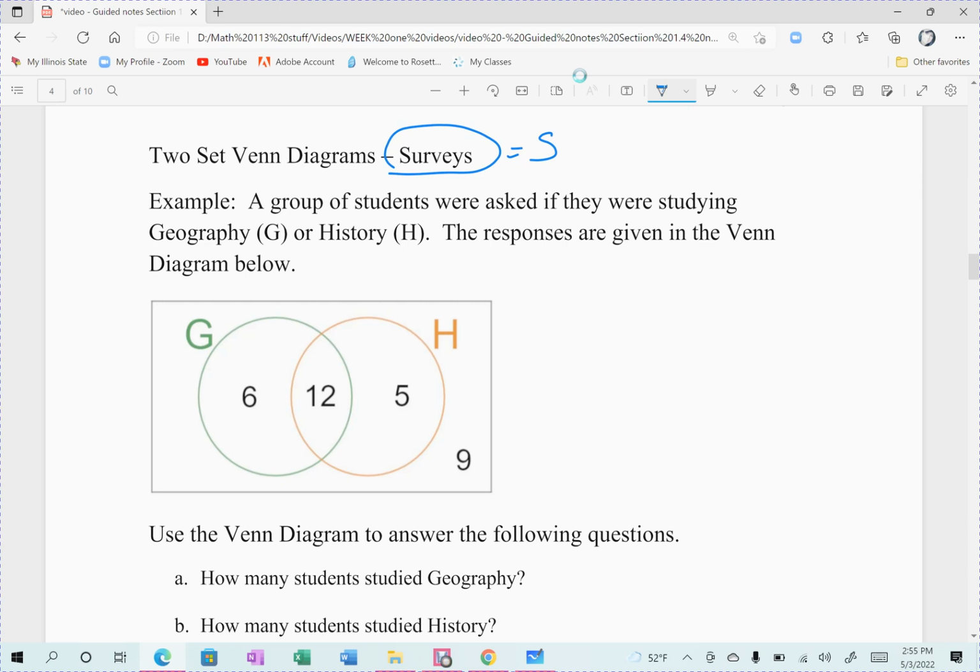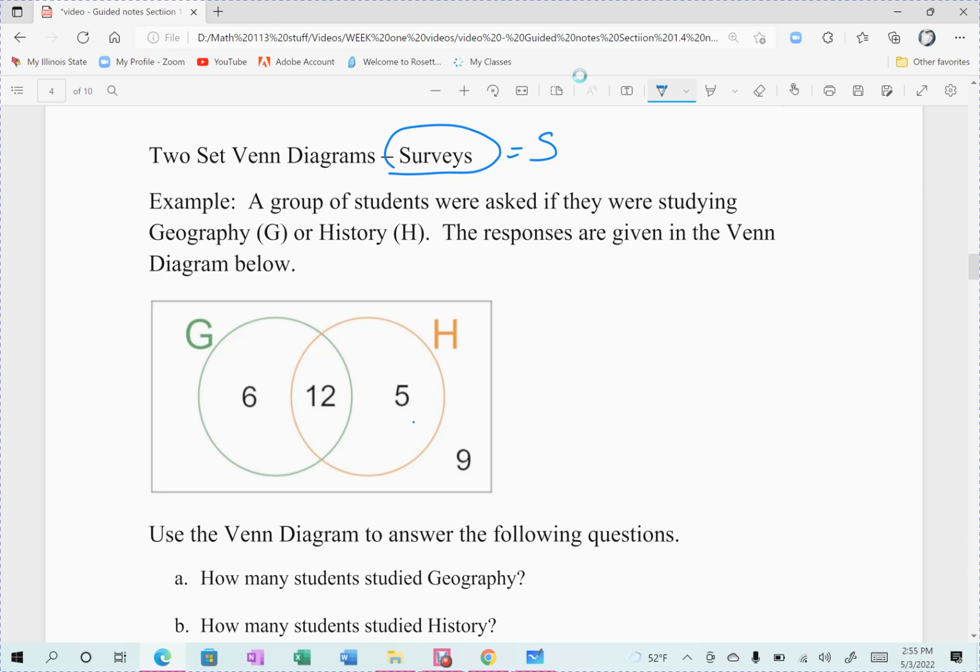12 people are in the middle wedge. That means they studied both. 9 people are outside of both circles, so 9 people said they didn't study either. 6 is in the geography circle, but only the geography circle, so they only studied geography. And 5 is only in the history circle, so they only studied history. That's sort of where we're at.